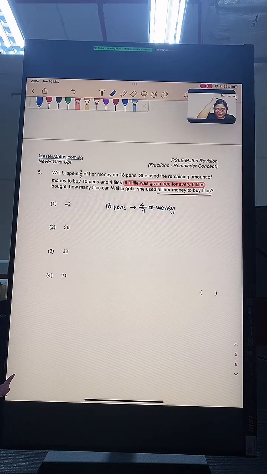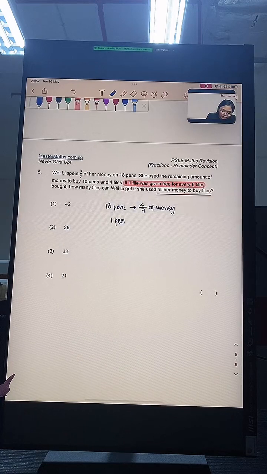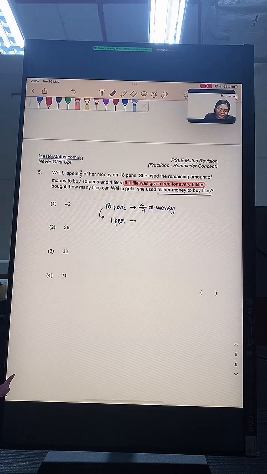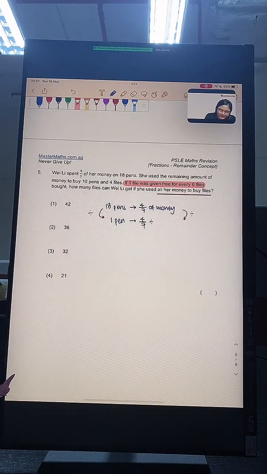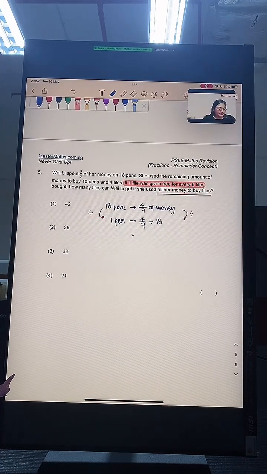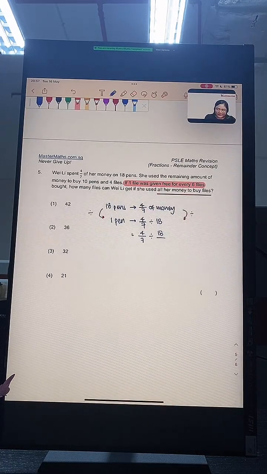Then that means one pen would be, what do we do here? From 18 to find 1, we divide. So again, we see fractions division. 4 out of 7 divided by 18. Everybody understand? So same thing, step 1, make them have this template: something out of something, divided by something out of something, just like what we see in question number 1.